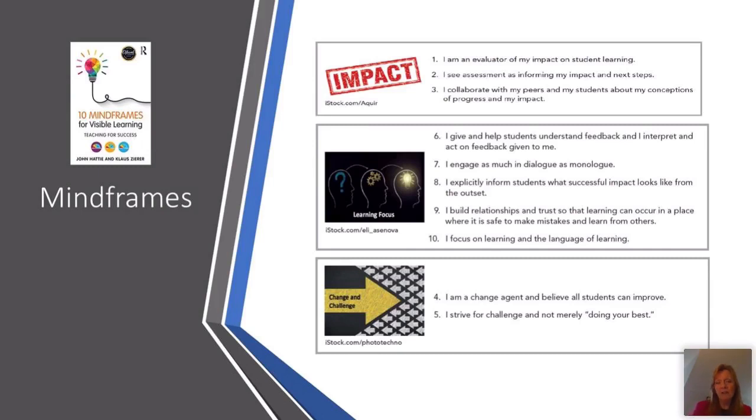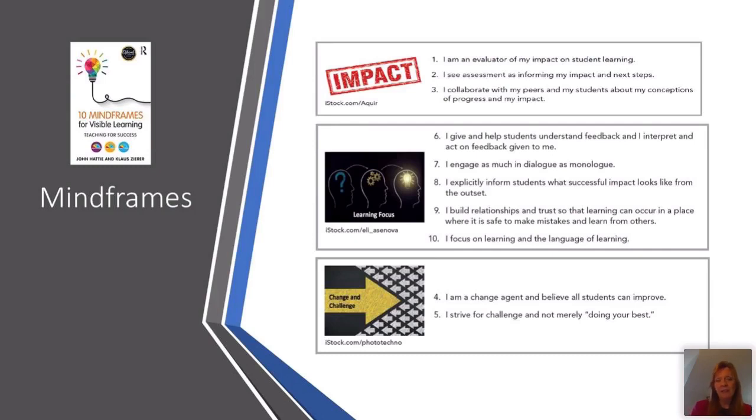We also want to build that relational trust. So having a place where pupils feel safe, where they can take risks, and where error making is part of that learning process. And having a language to be able to talk about all of those things. And finally, we've got that challenge and that change.